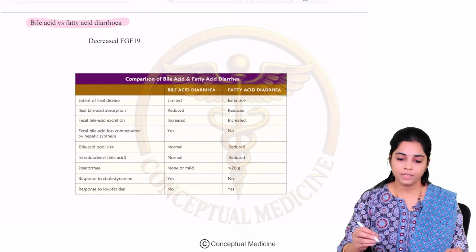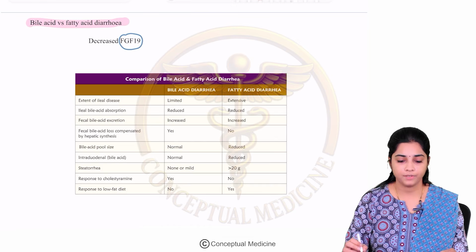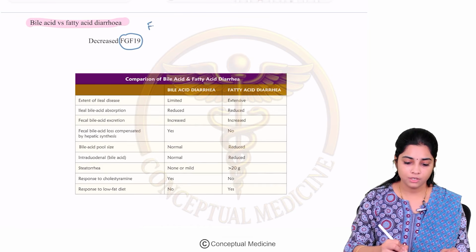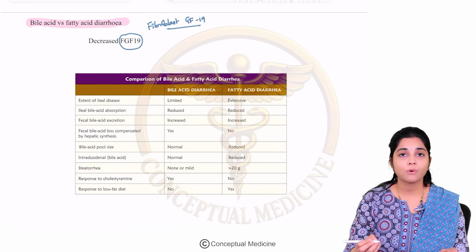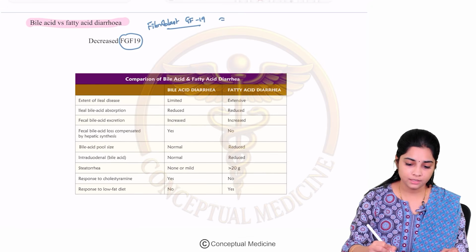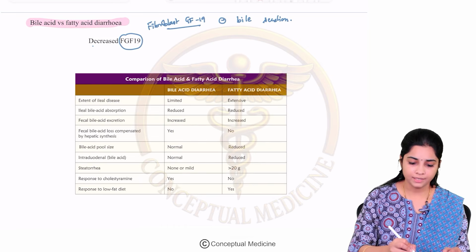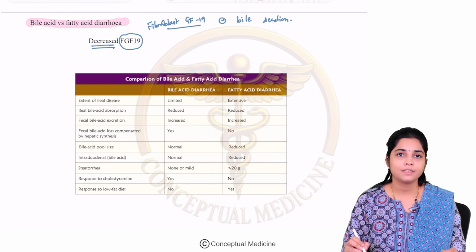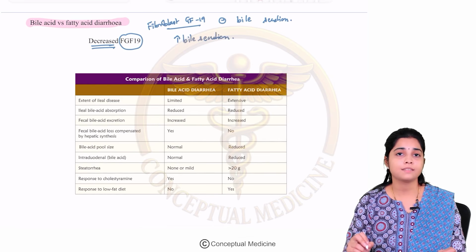Okay, so let us understand that there is one factor which is called FGF19. So FGF19 is nothing but your fibroblast growth factor 19. So what is the function of this FGF19? FGF19 is the one which is basically inhibitory to the bile secretion. It inhibits the bile secretion. So sometimes there can be genetic conditions where there is decreased FGF19. If there is a decreased FGF19, then what happens? There is increased bile secretion.